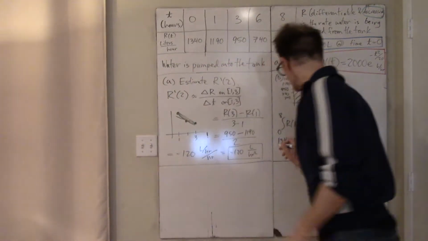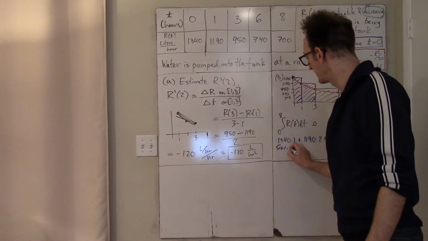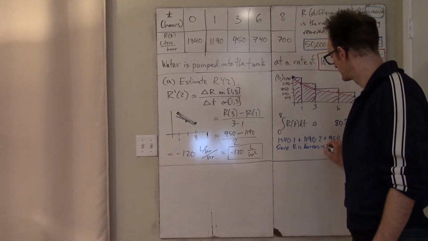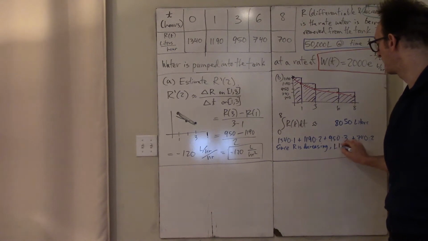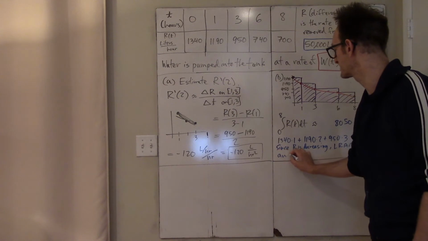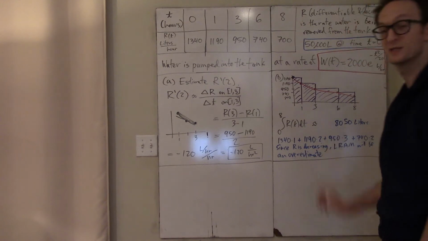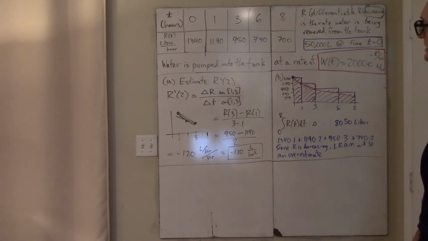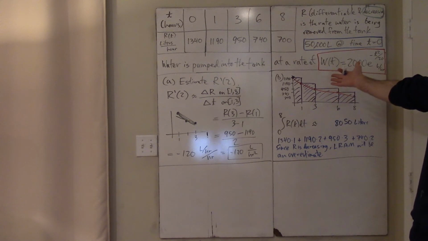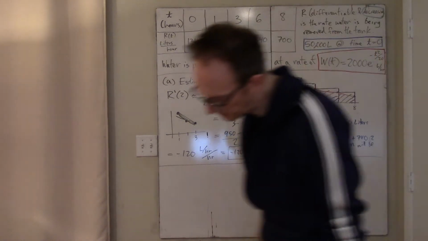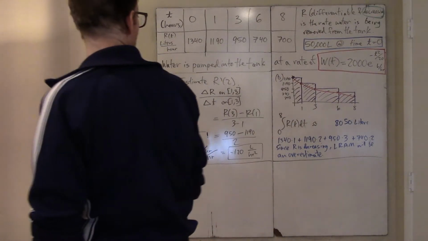So something like: since R is decreasing, LRAM will be an overestimate. And drawing the picture is certainly not necessary to do the problem, but it reminds you of what you're actually doing, and now it's obvious that this is going to be an overestimate. Okay, cool. I think that's it. Good. That was part B.